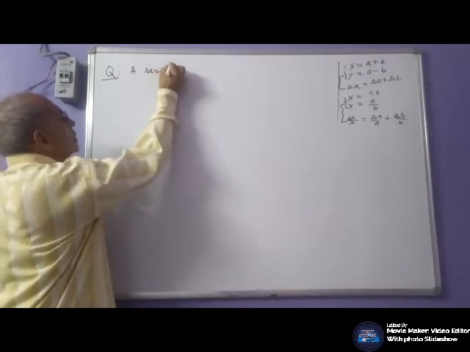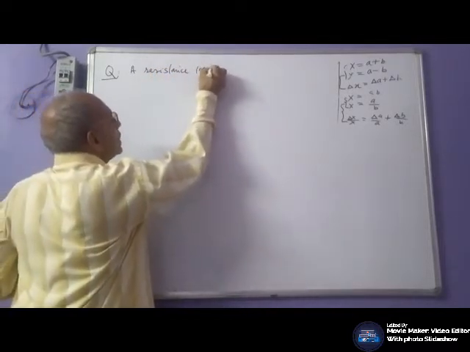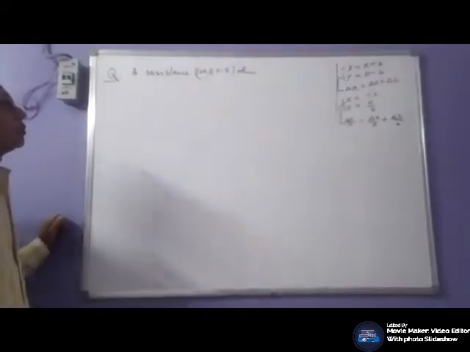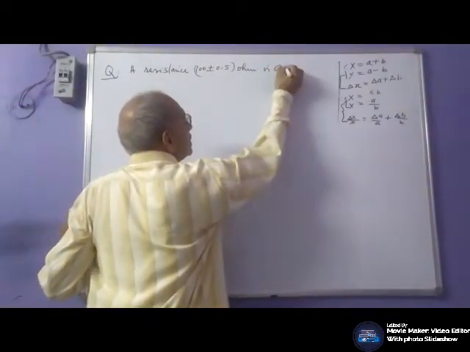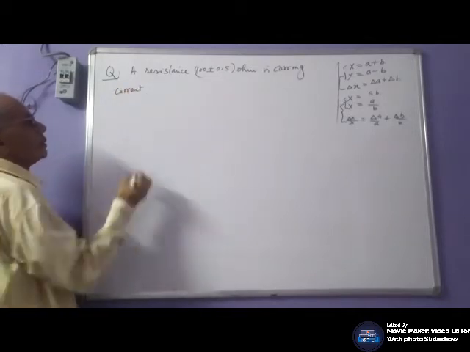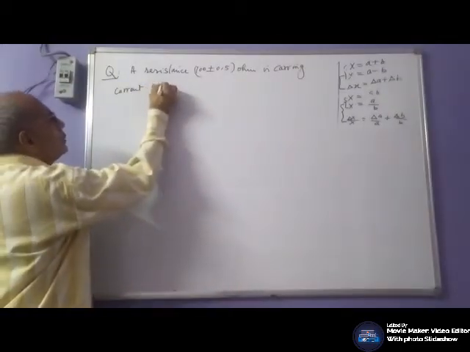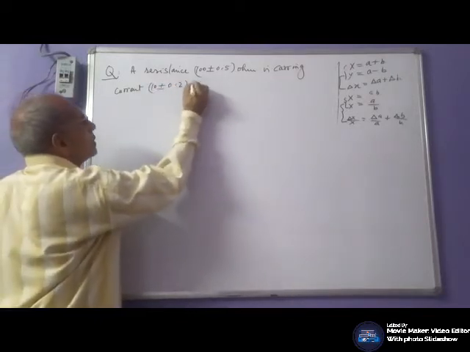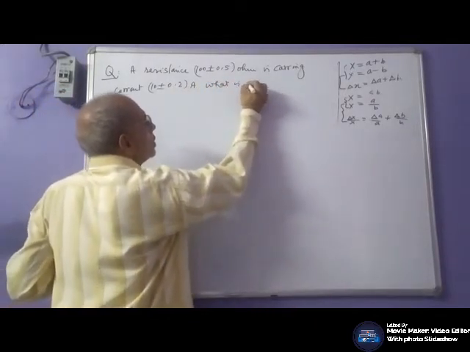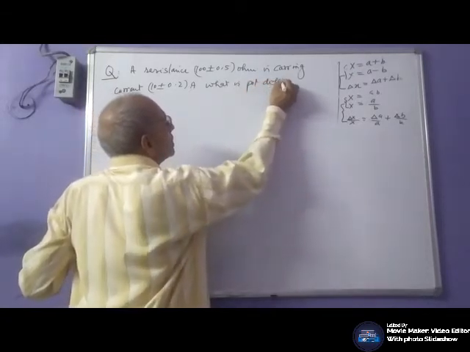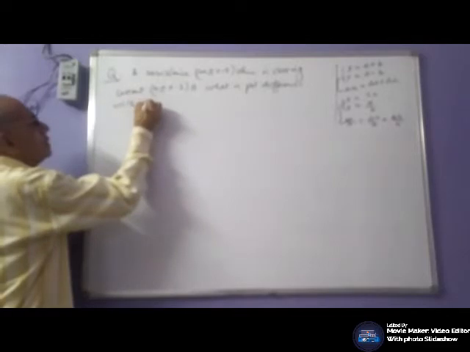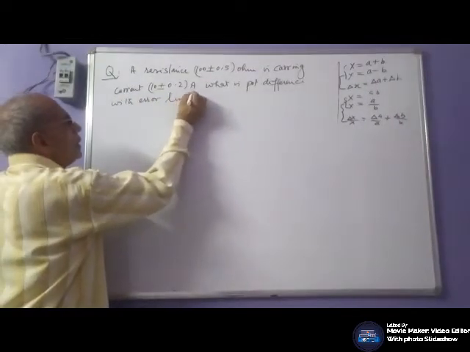A resistance 100 plus minus 0.5 ohm is carrying current 10 plus minus 0.2 ampere. What is the potential difference within error limits?